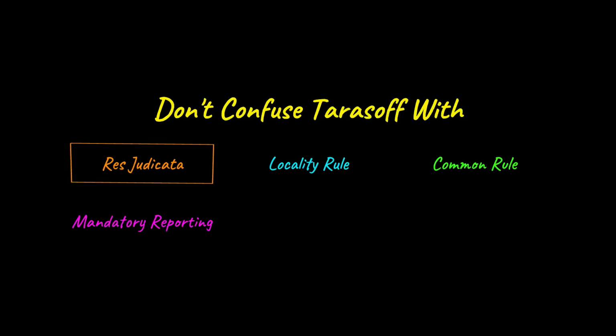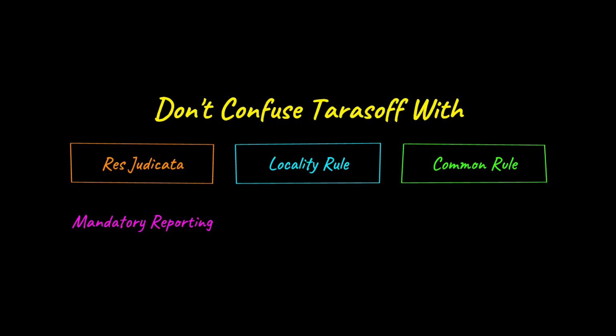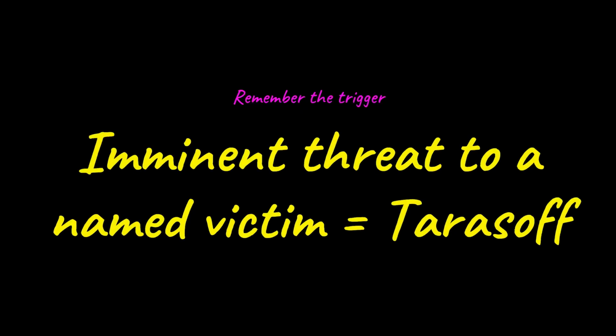Exam writers like distractors that sound legalistic but mean something else. Res judicata is about litigation finality. The locality rule concerns malpractice standards of care. The Common Rule governs research consent, and mandatory reporting covers suspected abuse or neglect, not outward threats. Watch for the phrases duty to warn, identifiable victim, and imminent threat directed at a specific person. That combination signals Tarasoff, distinct from suicidal disclosure protocols and general HIPAA safety exceptions.